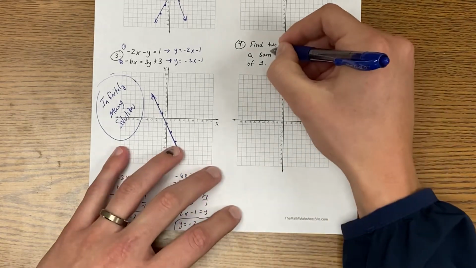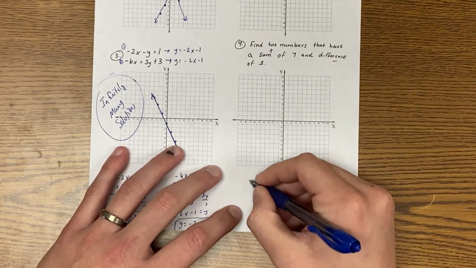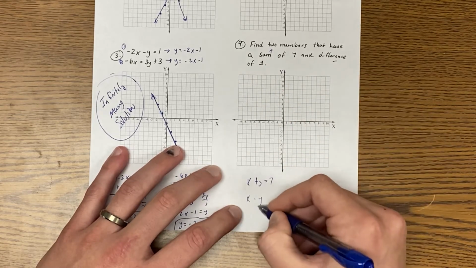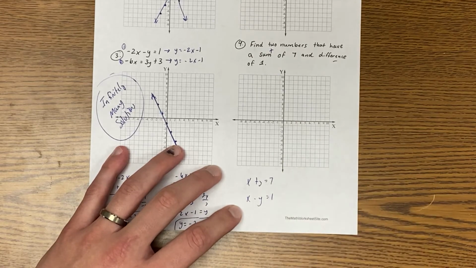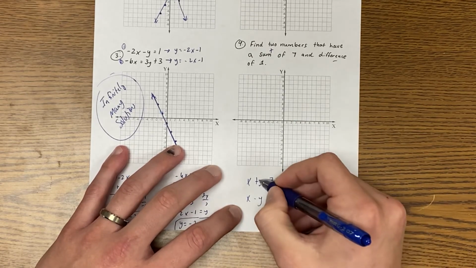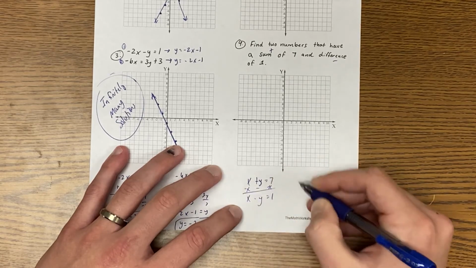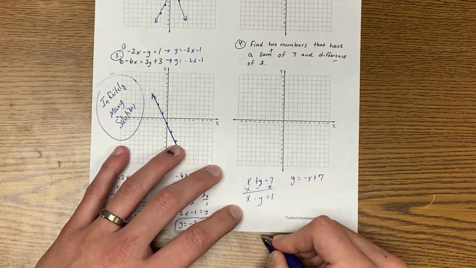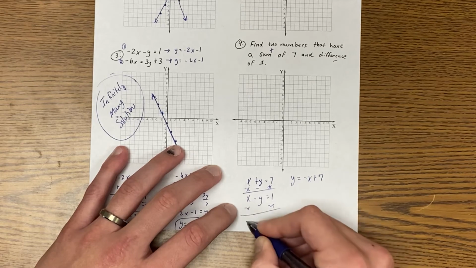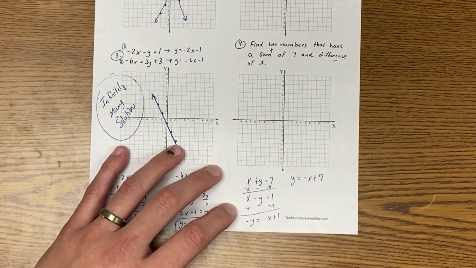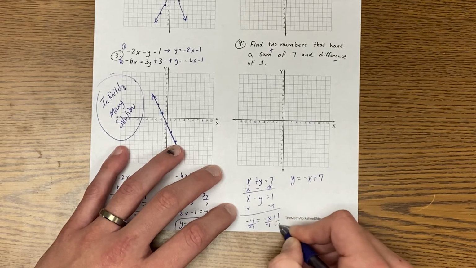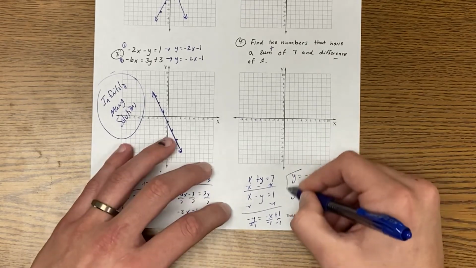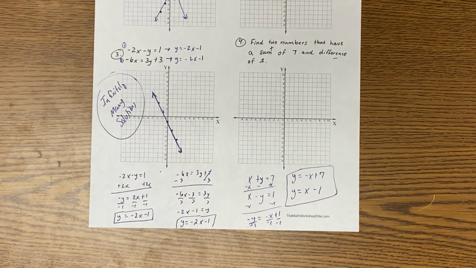Okay, so sum means addition, difference means subtraction. So two numbers we could say x and y. So x plus y, a sum of 7, x minus y, a difference of 1. So to graph those, we got to put them in slope-intercept form. So the first one, we just need to subtract x from both sides, and we get y equals negative x plus 7. Over here, we have to do a little bit more work to it. Subtract x, and we get negative y equals negative x plus 1. But we don't want negative y, so we divide everything by negative 1, and we get y equals x minus 1. So those are our two equations that we're going to graph.